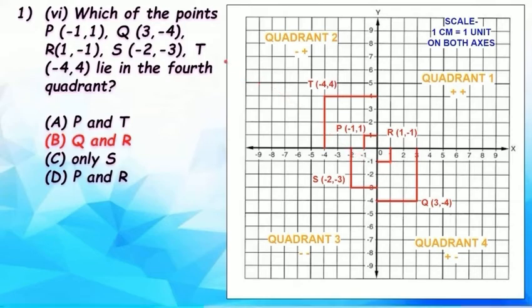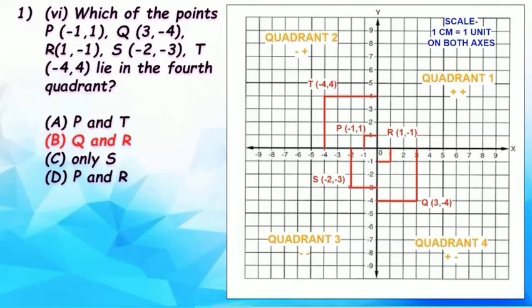The next point S has x coordinate as minus 2 and y coordinate as minus 3. So on the x-axis we locate where is minus 2. So minus 2 is here. On the y-axis we locate minus 3. So on the y-axis minus 3 is here. We draw lines passing through these 2 points and the intersection of these 2 lines will be the location of point S with coordinates minus 2, minus 3. So point S lies here.